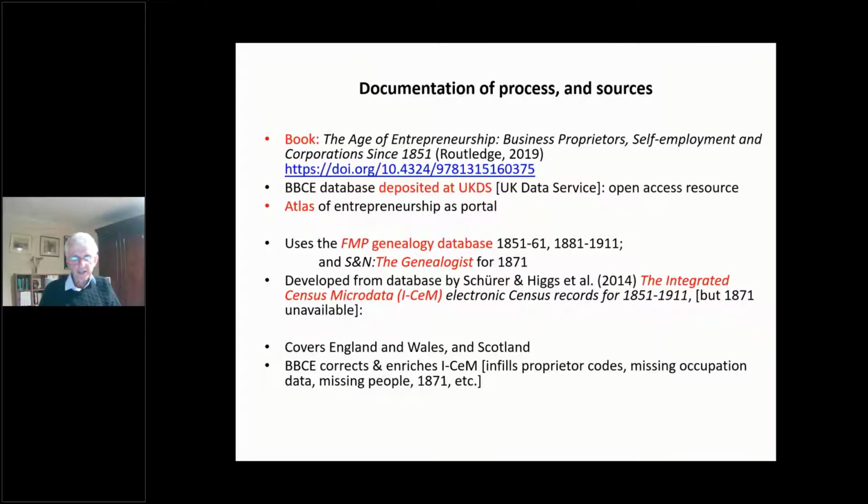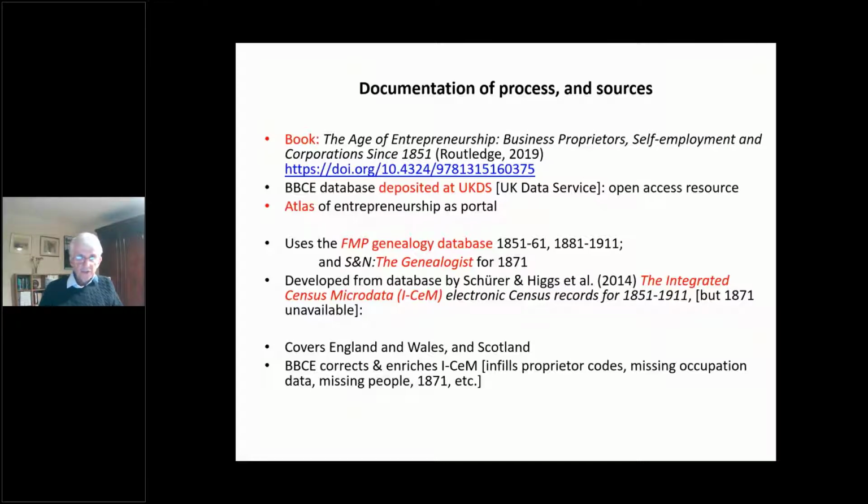Now, the background to this is that the digital census records for the 19th century, 1851 to 1911, are mostly available through a resource created by the Integrated Census Microdata, ICEM, database. This has been created by Kevin Schurer and Eddie Higgs at Essex with a lot of colleagues, another large project. And they have done this over many years. It was released in 2014. I think you've probably heard about this in some of the previous seminars in this program.